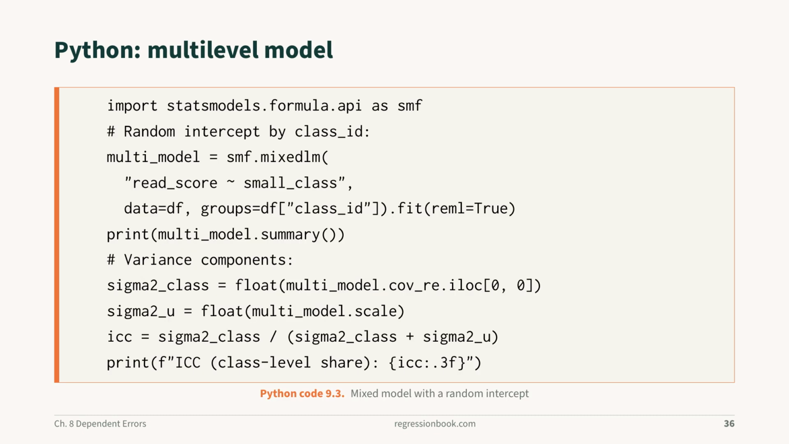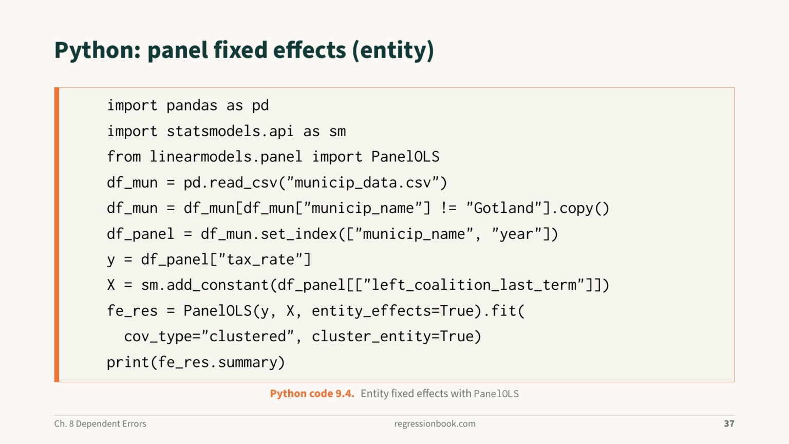The multi-level model in Python is the mixed linear model. The same formula, groups by class, fitted by restricted maximum likelihood. The variance components come back as the group covariance and the residual scale, and one line of arithmetic turns them into the intra-class correlation.